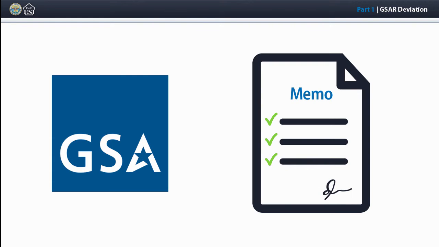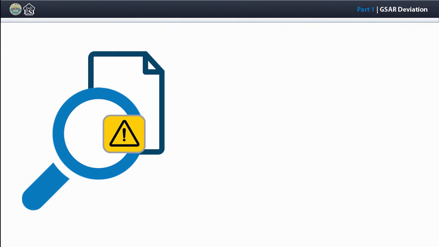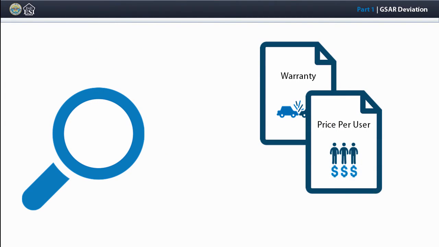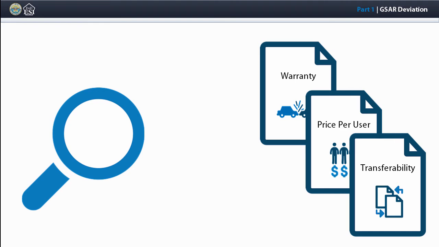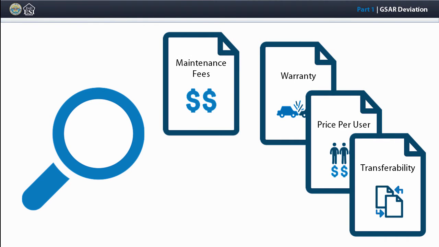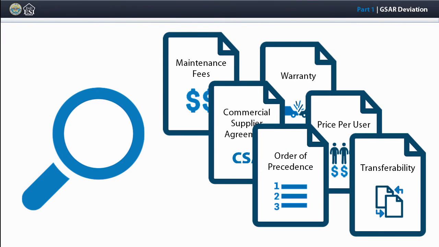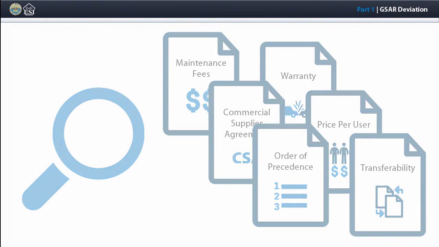The guidance contained in this memo addresses common topics such as how contracting officers should pay close attention to terms such as warranty, price per user, transferability of agreements, and maintenance fees, how to incorporate a CSA into a contract, and how negotiated proposals will take precedence over the CSA terms and the conditions outlined in the solicitation.